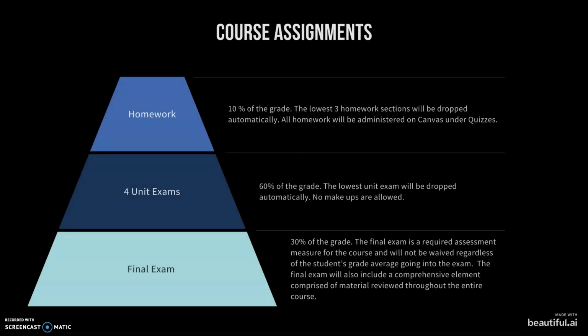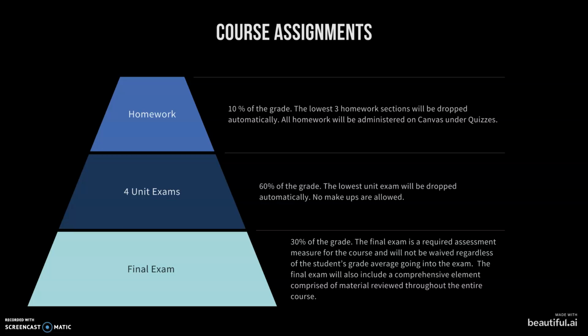Okay, so the assignments that we'll have in this course: we'll have homework, we'll have 4 unit exams, and we'll have a final exam. Now the final exam is worth 30% of your grade. The final cannot be waived. It is mandatory for this class. It's a requirement. And also it's going to have a comprehensive element, meaning that everything that we have covered in the course will be on the final as well.